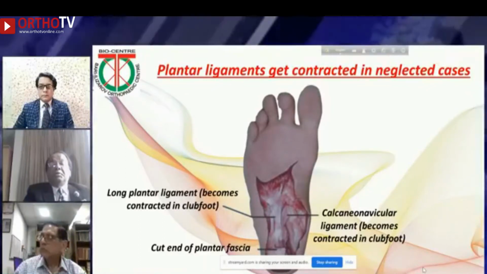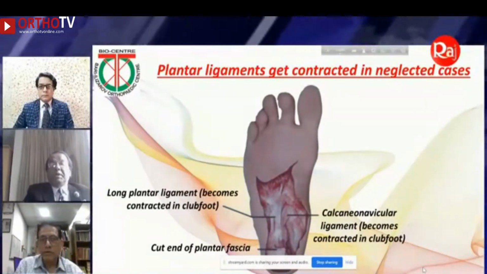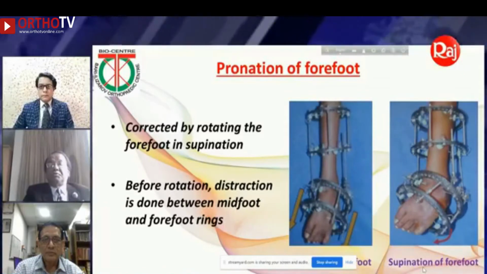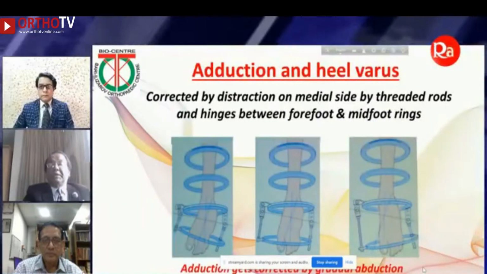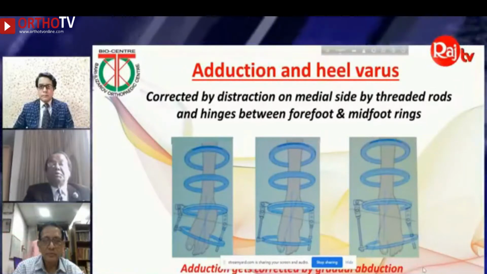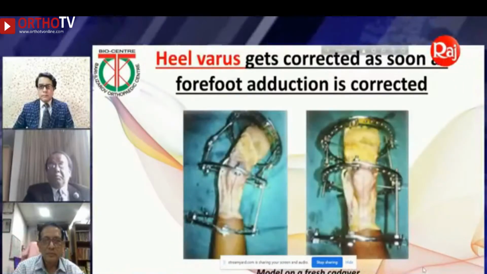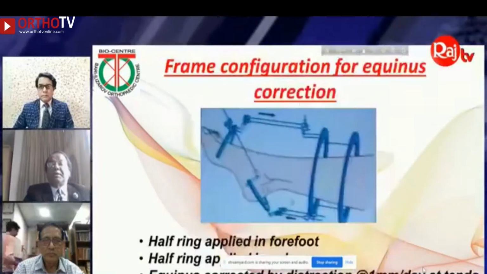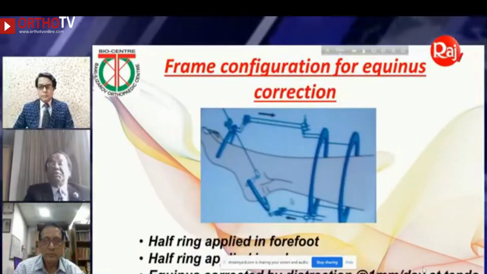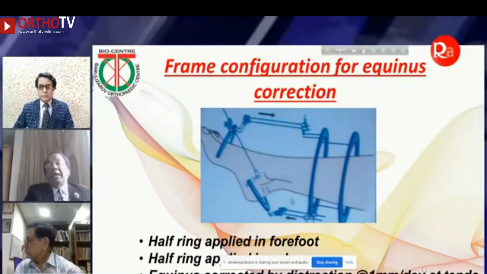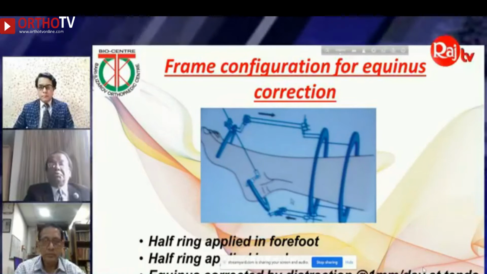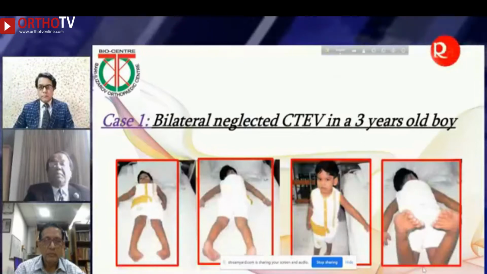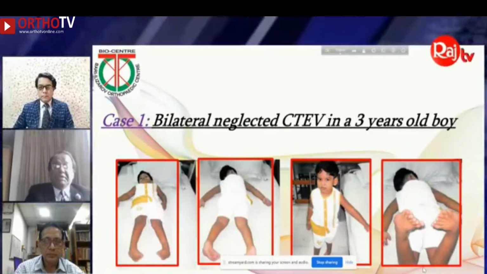So these are the, in cadaveric, you can see here how the ligaments get contracted in neglected cases, pronation of the foot, how we can correct, and this is the adduction and heel correction. Very simple. Put the hinge, 2 rings up, and gradually you distract. The model on a fresh cadaver, you can see how your tendo-achilles is contracted, other tissue contracted. You can correct. How to correct the equinus, see the 2 blocks ring up and calcaneum, and you can gradually correct. And sometimes you need to go for tendo-achilles tenotomy.